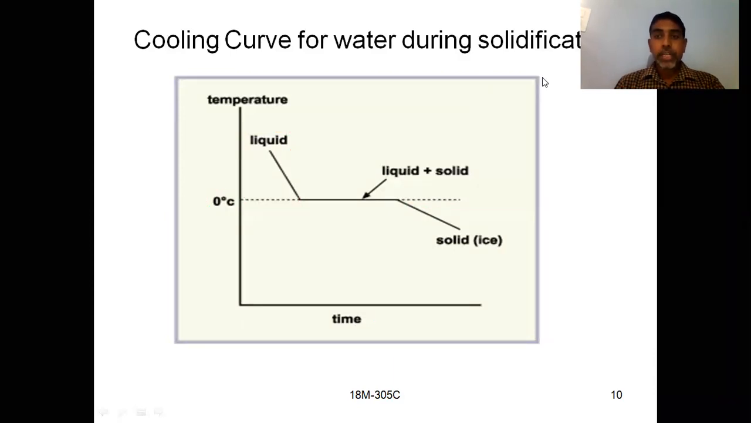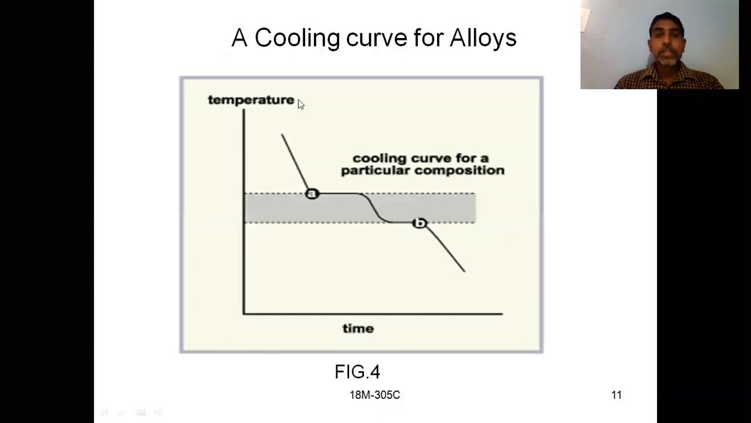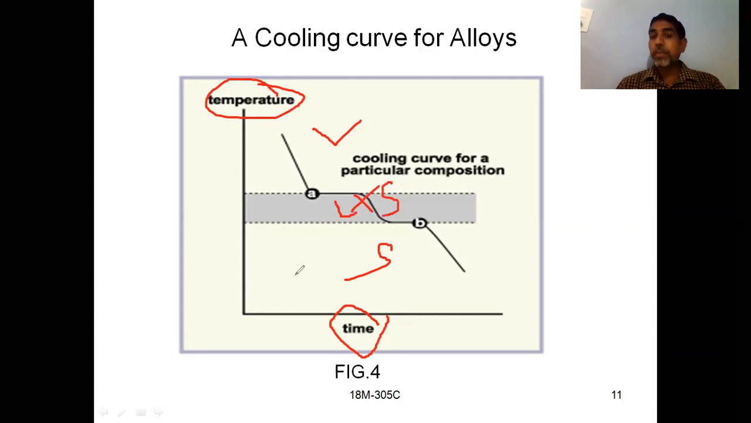In the next diagram, a cooling curve for an alloy, here also I am taking time on the x-axis and temperature on the y-axis. This is the liquid phase, so you are having liquid here, and this is the solid phase. Here you are having liquid plus solid. If you see point A and point B, these are known as arresting points.